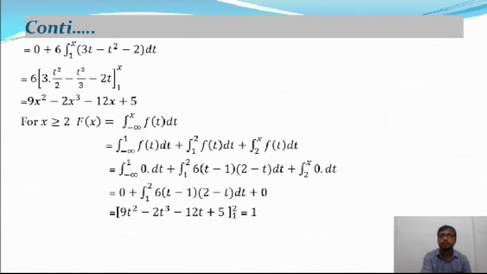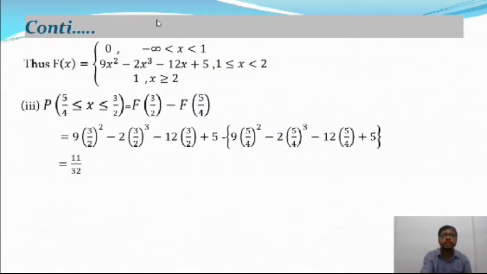Therefore the distribution function F(x) is equal to 0 in the interval minus infinity to 1, 9x square minus 2x cube minus 12x plus 5 in the interval 1 to 2, and 1 when x is greater than or equal to 2, that means 2 to infinity. So this is the distribution function of the given problem.